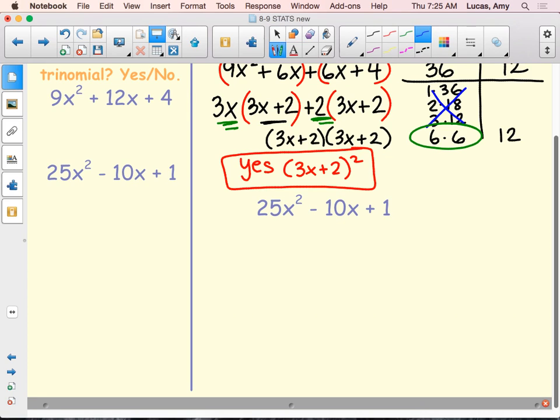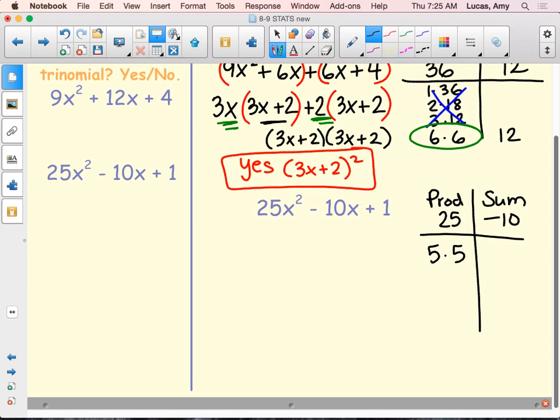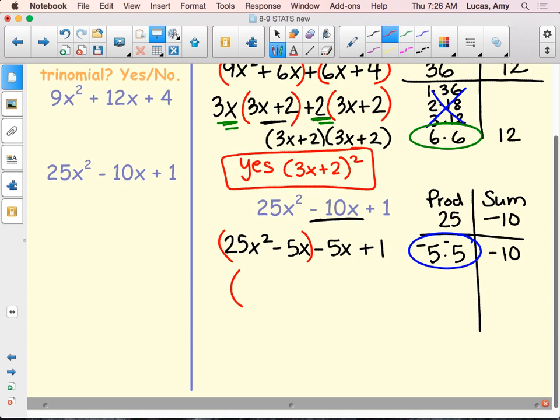Okay, next one. Product, A times C, so 25 times 1 is 25. Sum, negative 10. 5 times 5 is 25. Because I need it to be negative 10, I'm going to make both of them negative. So negative 5 and negative 5. So 25x squared. I split my negative 10x into 2 negative 5x's. Like that. I group, and I can take out as a greatest common factor 5x.